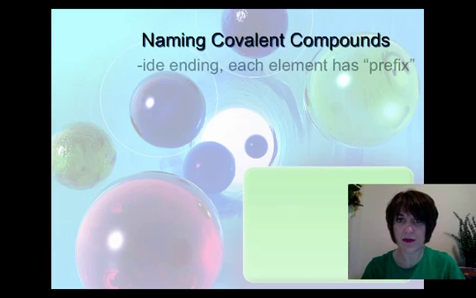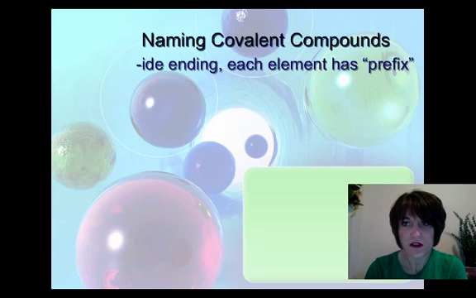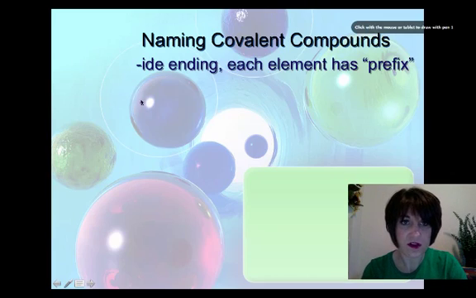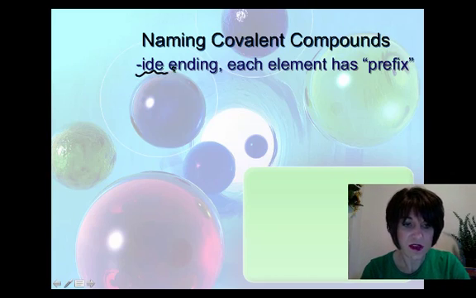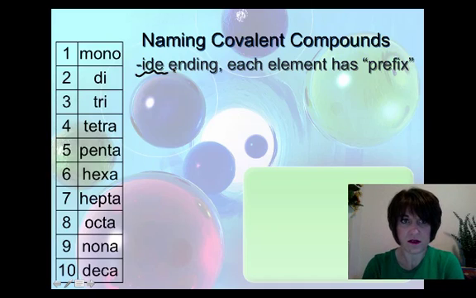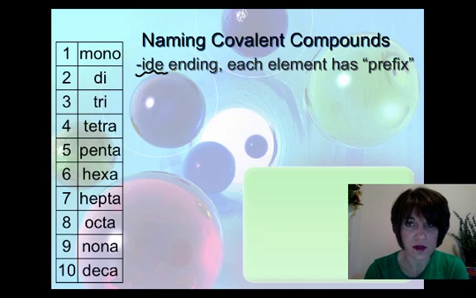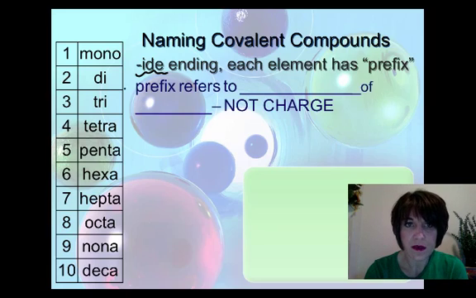Now let's look at how to name covalent compounds. It's still one of the easiest things you're going to have to do this semester. So naming covalent compounds, we're going to change the ending to IDE. Just like we did before, IDE is going to be the ending of all of our substances. And then we're going to use prefixes for each element in the bond. So by prefixes, I mean these Latin and Greek terms, where 1 is mono and 2 is di and 3 is tri and so on.